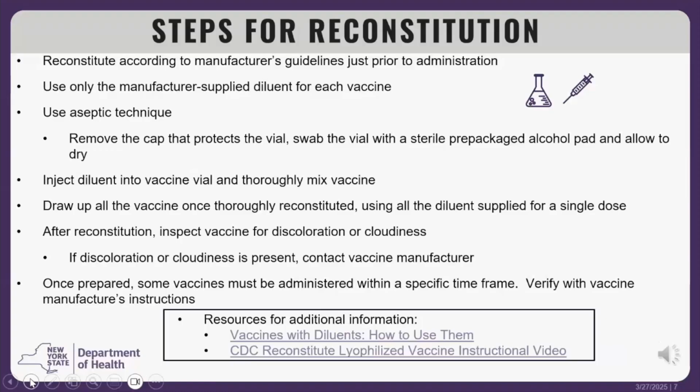After reconstitution, inspect the vaccine for discoloration or cloudiness. If it appears cloudy or discolored, do not continue to use the vaccine and contact the manufacturer for guidance. Use all the diluent supplied for a single dose and then draw up all of the vaccine after it is thoroughly reconstituted. Unless a needle gets contaminated or damaged, it's not necessary to change needles between drawing vaccine from the vial and administering the vaccine. Follow the links on this slide for resources related to reconstitution and using diluents.